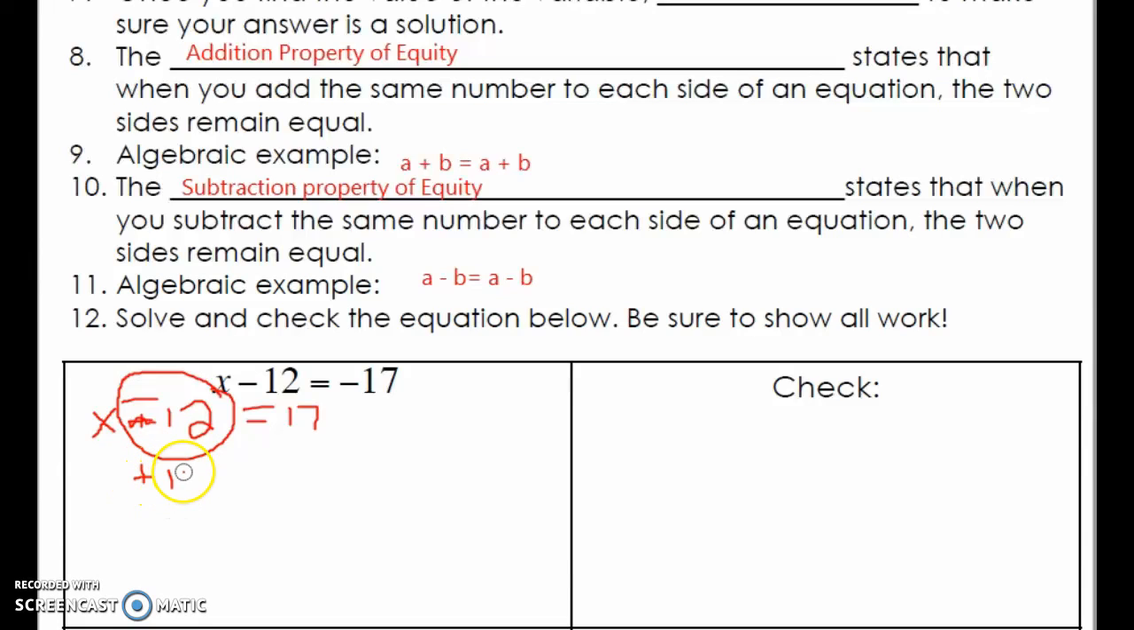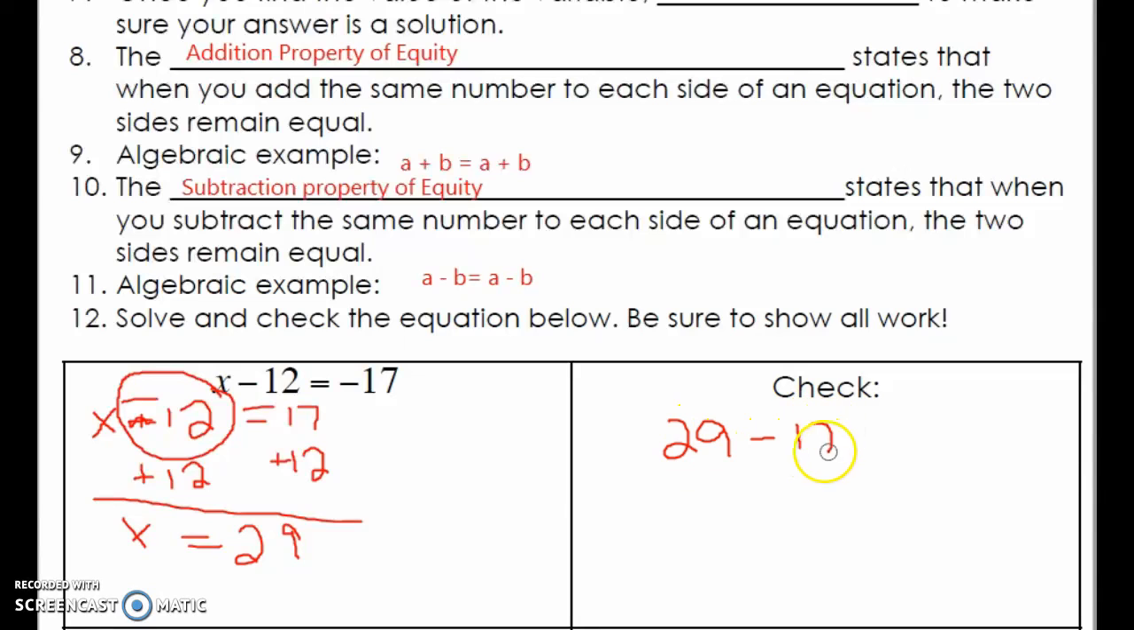So if I add 12 here, my addition property of equality says I must add it to the other side, and that way my equation remains balanced or equal on both sides. And now I'm left with x equals, in this case, 29. Now, if I did a check, do not write this because we have to go back and learn our other way. But if I have 29 minus 12, it should be 17, which was our original equation.